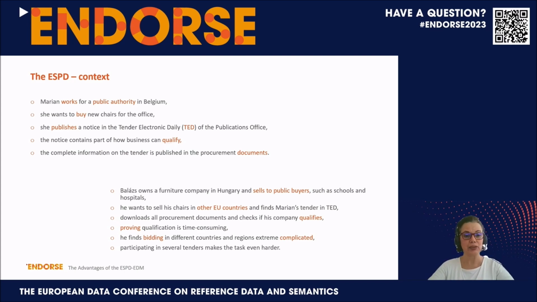On the other side, we have Balázs, who has a small furniture company in Hungary, and normally he sells to public buyers such as schools, hospitals, and so on. He starts thinking of selling his chairs in other EU countries, and searching in TED, he finds Marianne's tender. So he downloads all of the documents and starts checking if his company qualifies to answer the tender.